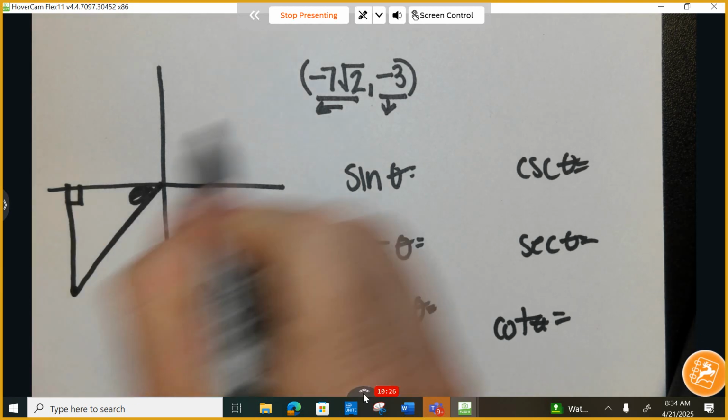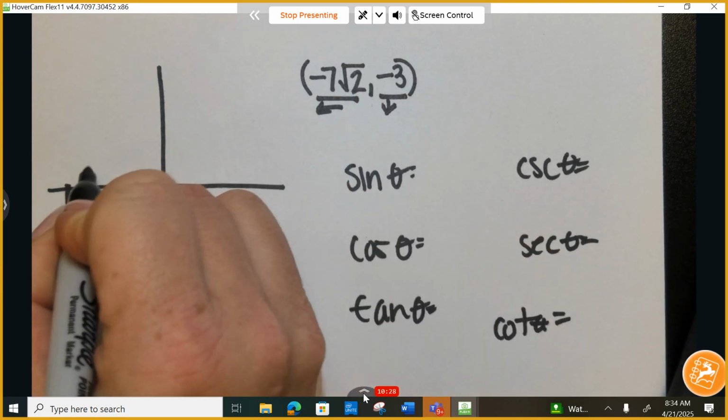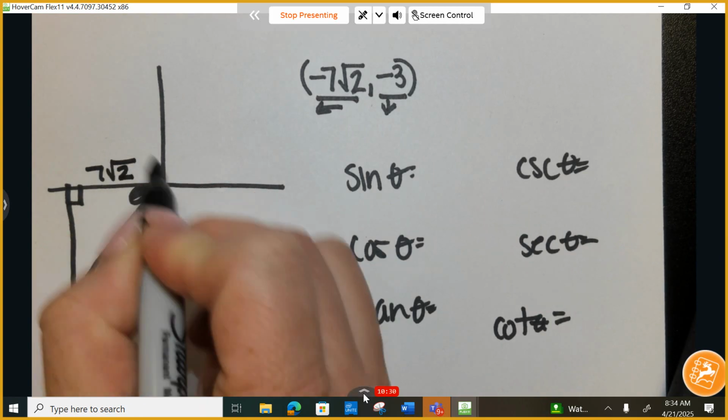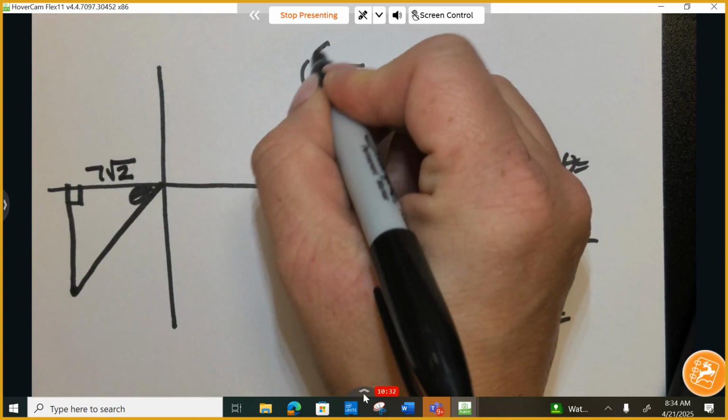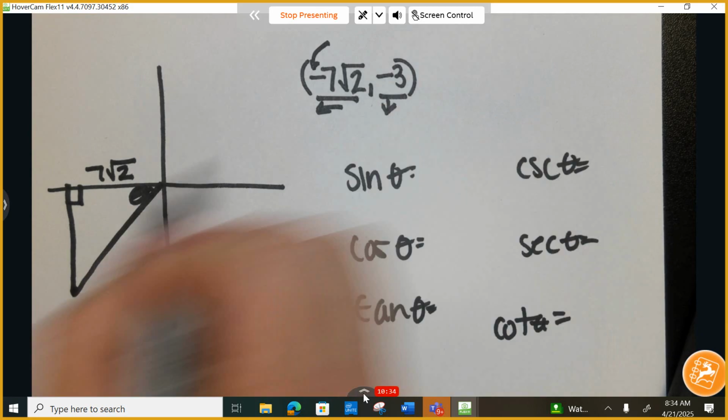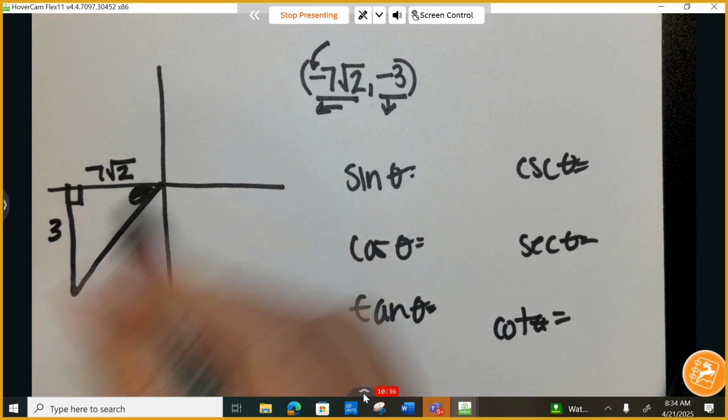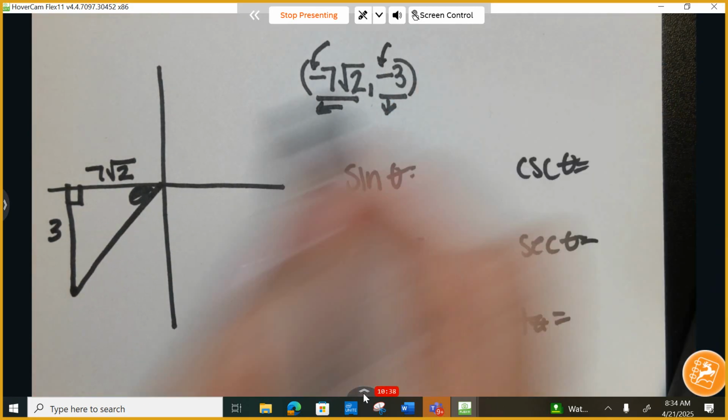Now I went to the left a distance of 7 square root of 2. Don't put a negative sign there. Again, this is a distance. This just tells me which direction to move, left or right. I'm dropping down 3. Don't put a negative sign. This just tells me drop down instead of going up.